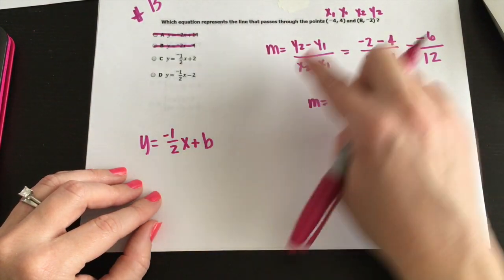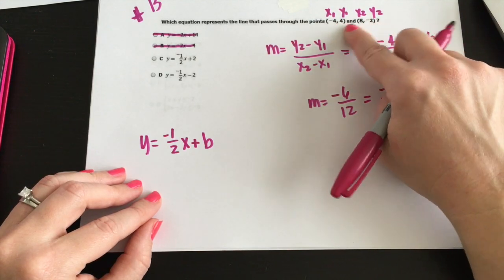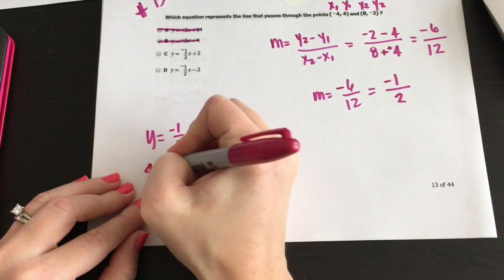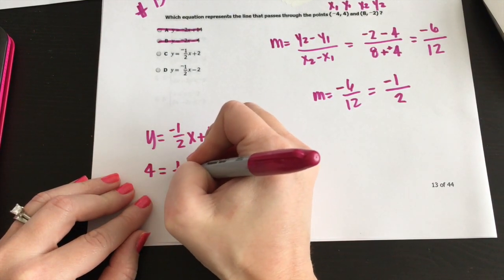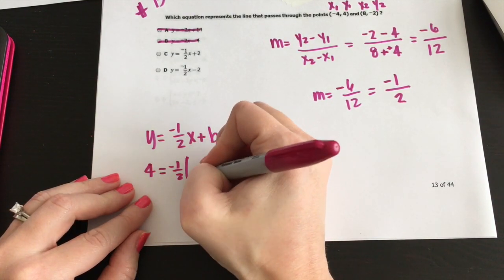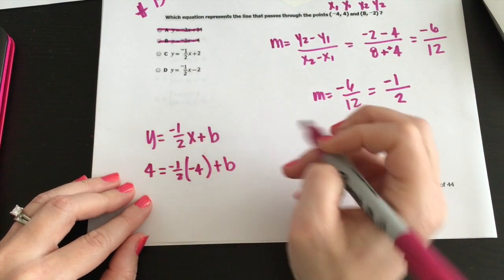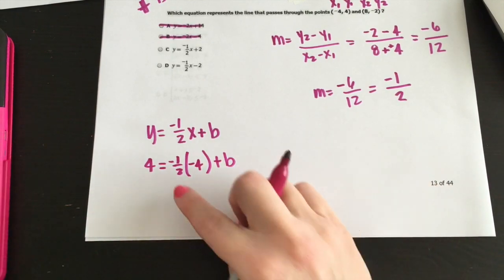What we can do from here is plug in one of these. So I'm just going to choose the first one just because. So we know that first one, that y is equal to 4. I'm going to put negative 1/2, then x is equal to negative 4, plus b. All right, so let's do this math here.